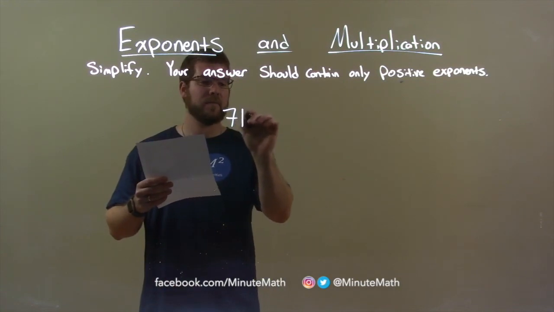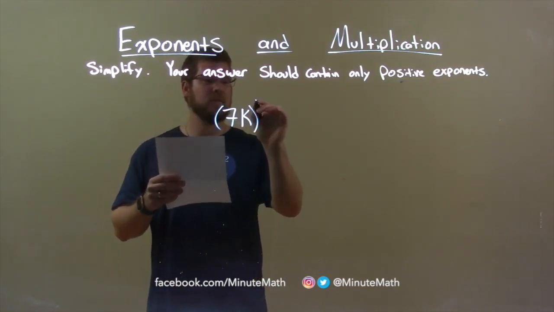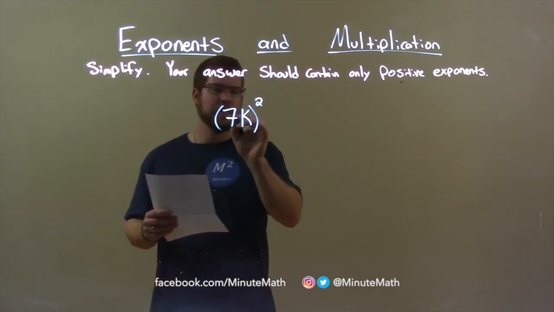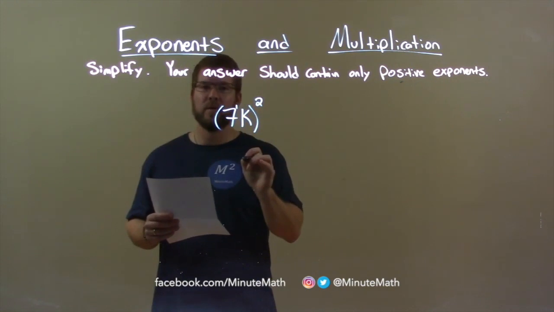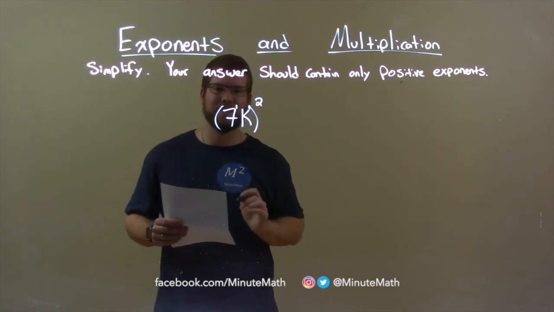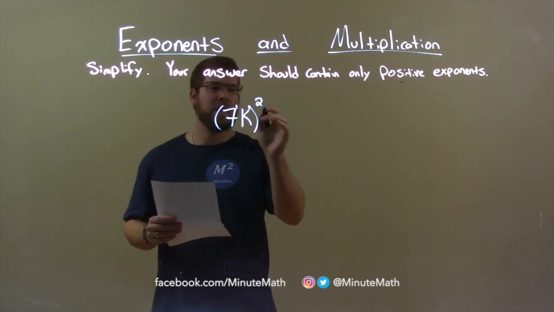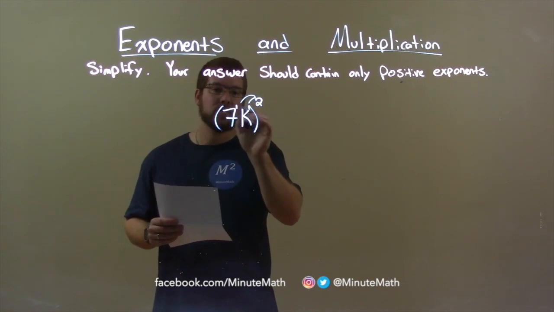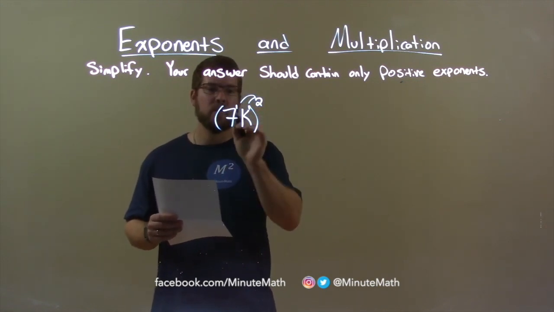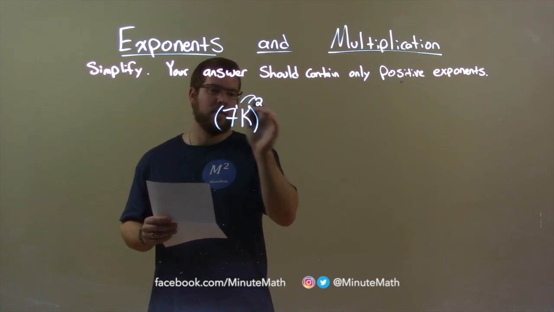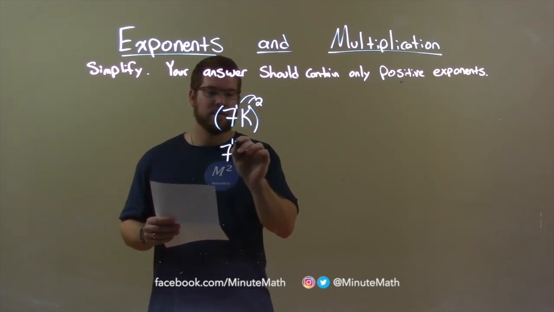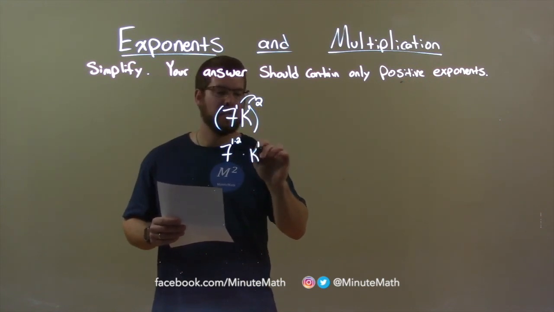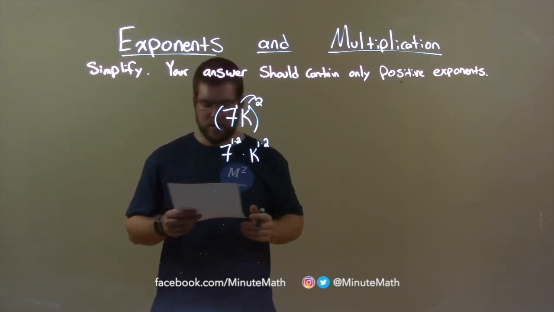We have 7k, all of that raised to the 2nd power. Okay? So one thing we want to look at here is, remember, 7 is really 7 to the 1st power, and k is k to the 1st power, if you can see that there. When we raise all of that to another exponent, the 2nd power, this exponent gets multiplied to each of the exponents on the inside. So 7 to the 1st, and then we square that, is 7 to the 1 times 2. K to the 1st power is k to the 1 times 2. So we brought that squared in.